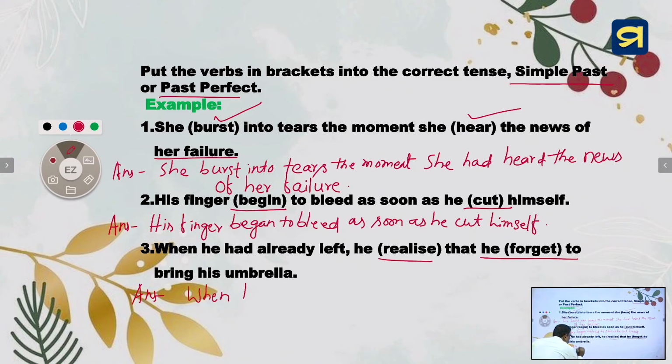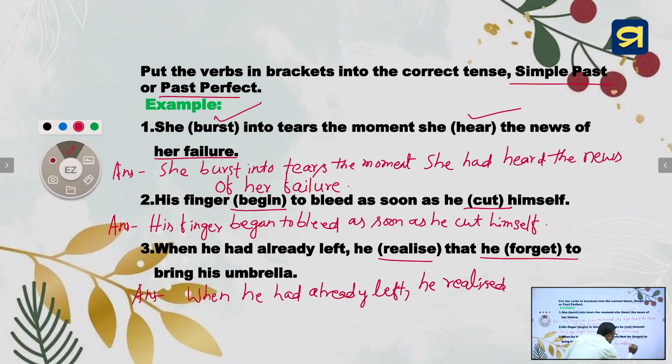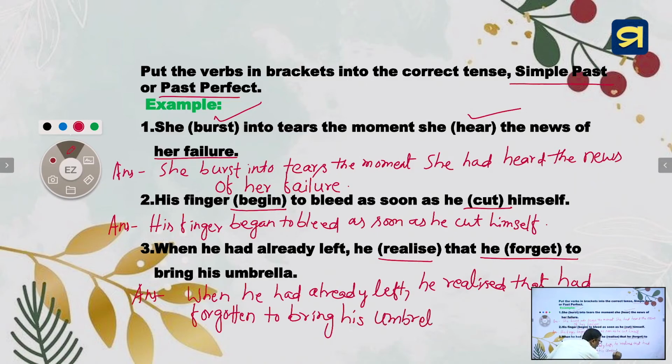When he had already left, he realized that he had forgotten, or you may write forgot, to bring his umbrella. Okay, next.